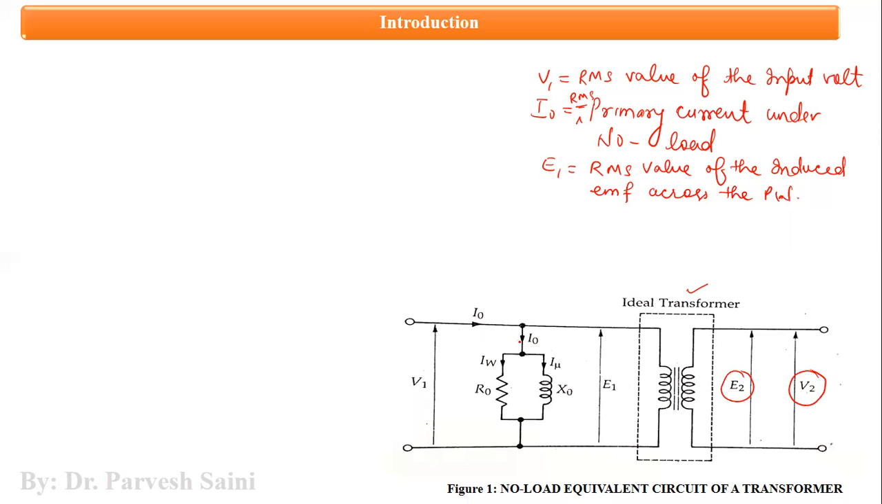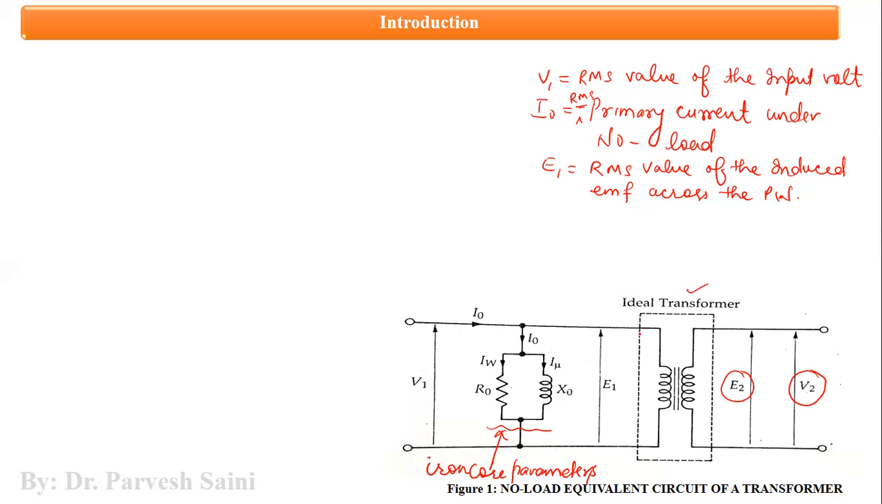Now you can see that this I naught has two components here, and we have a circuit drawn here. This particular circuit represents the core parameters, that means the parameters which are associated with the iron core. What is the significance of these parameters, that we will understand in this particular lecture.